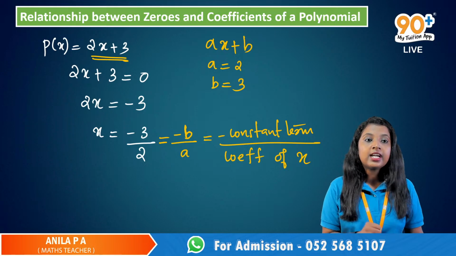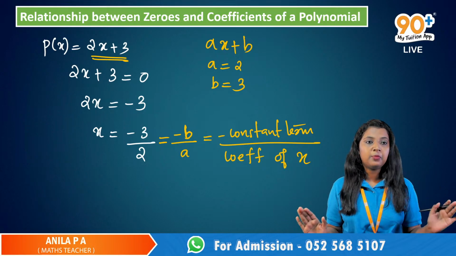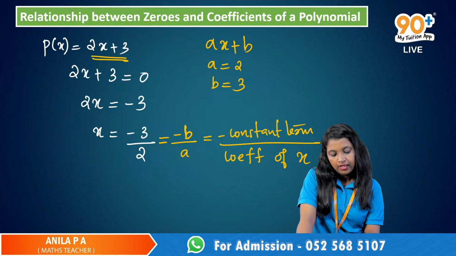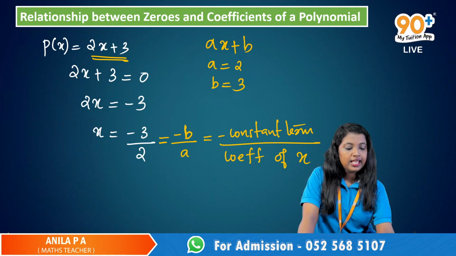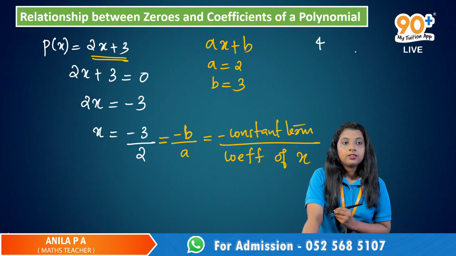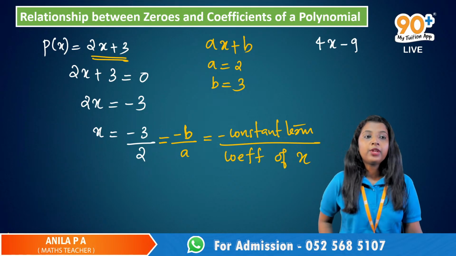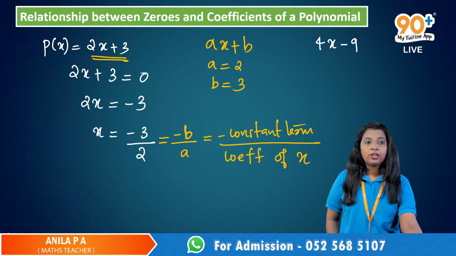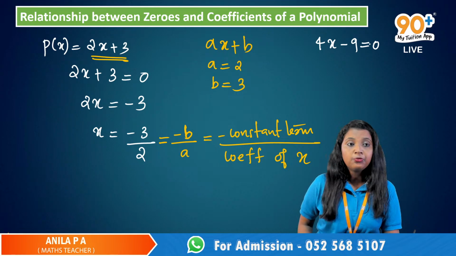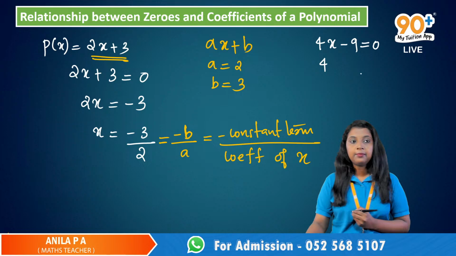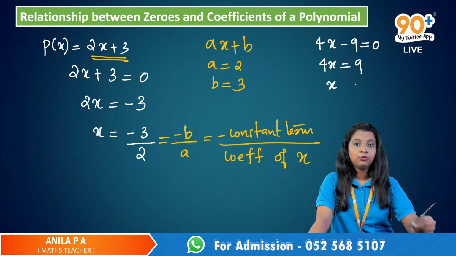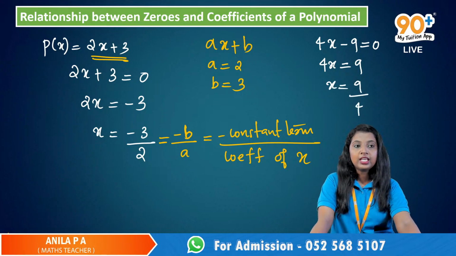When we consider any other linear polynomial, you can consider any linear polynomial. Let's consider one more example. For example, let's take 4x minus 9. What will be the zero of this polynomial? Let's equate this to 0 and find the value of x. So 4x will be equal to 9. Then x will be equal to 9 divided by 4.